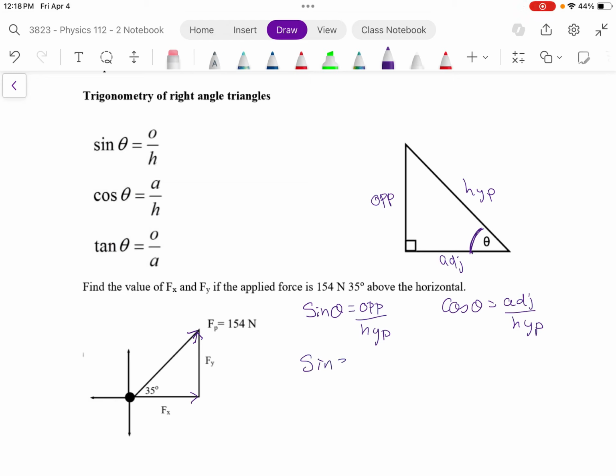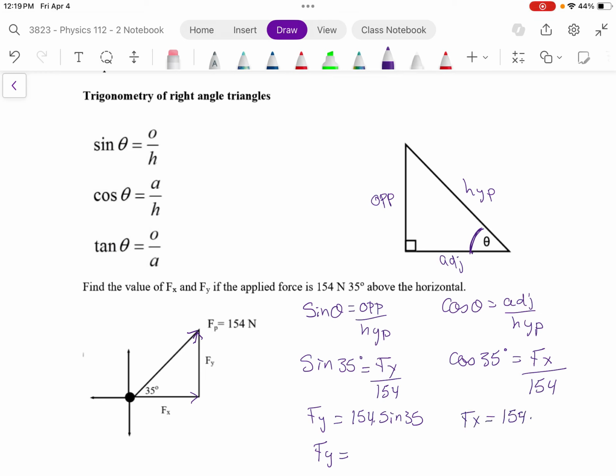So sine of 35 degrees is equal to the opposite, which is Fy, over the hypotenuse, which is 154. And so Fy is equal to 154 times sine 35. We're going to do the same thing over here. We have cos of our angle of 35 degrees is equal to our adjacent, which in this case is Fx, over our hypotenuse, which is 154. And so Fx is going to be that 154 times cos 35.